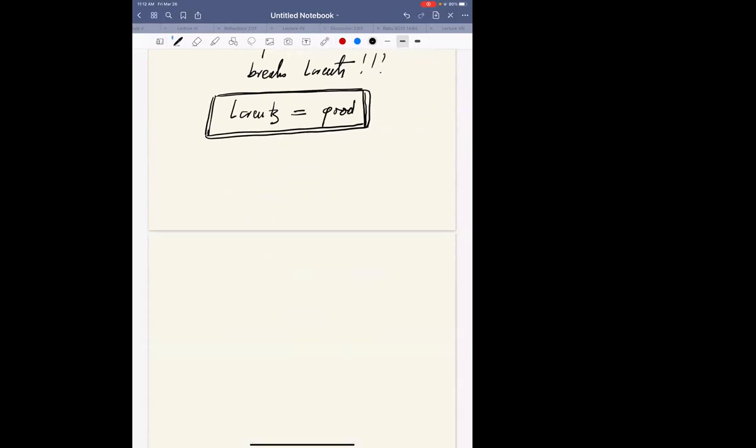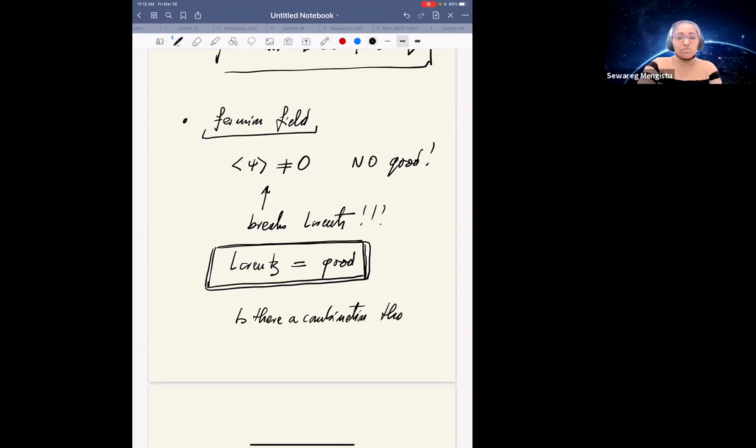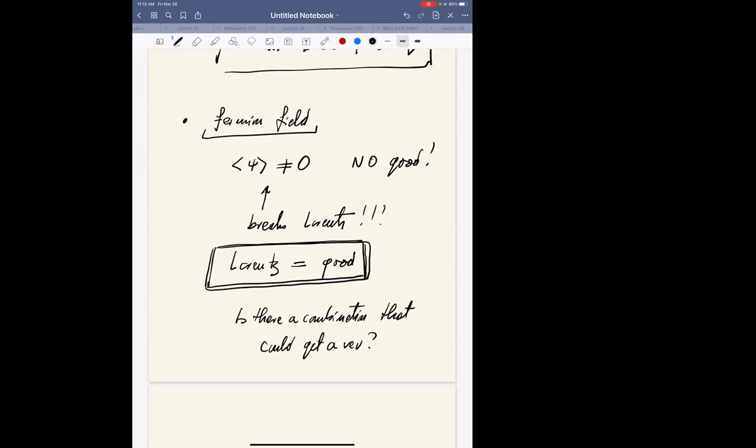But what could happen, however, is there a combination? So I have a question. Is there a combination that could get a wave? There is some noise. Is there a combination that could get a wave? Someone wants to help me here? Which conserves, preserves Lorentz?